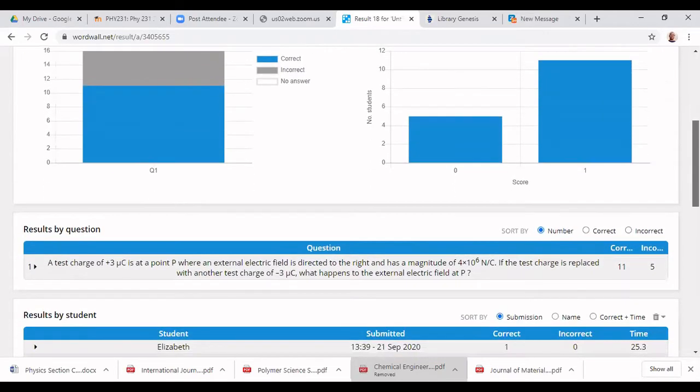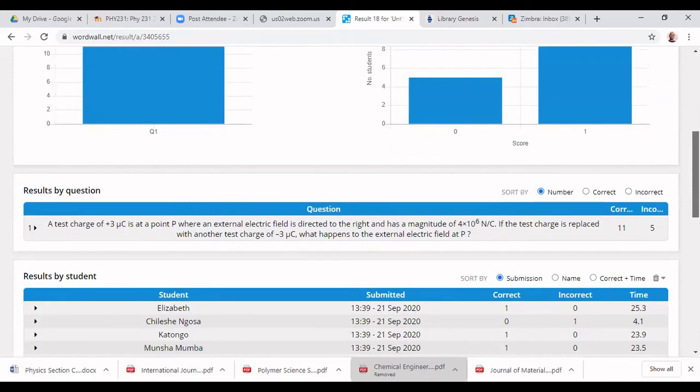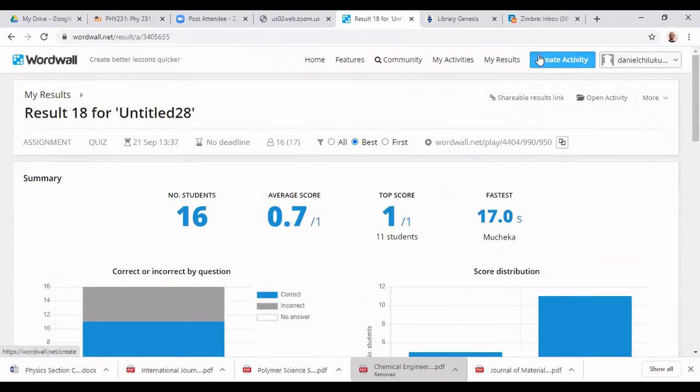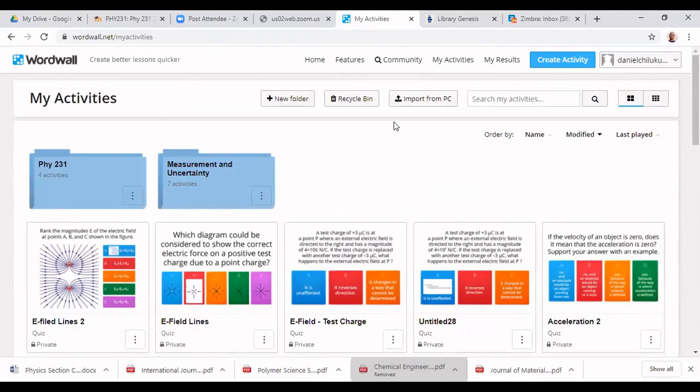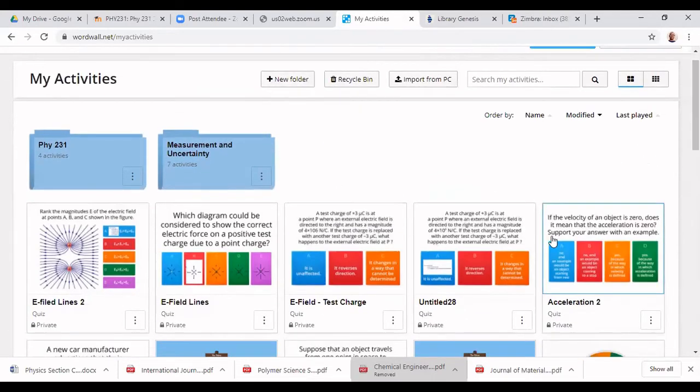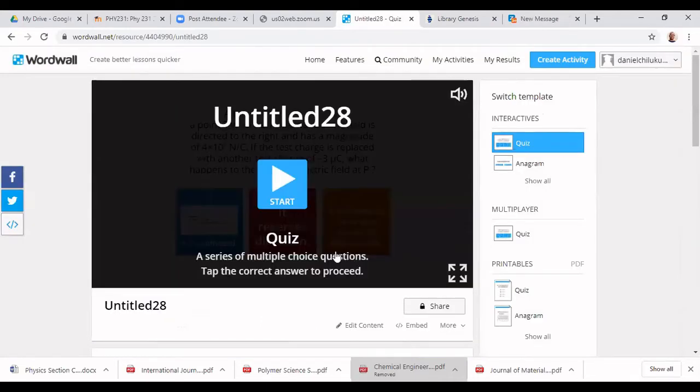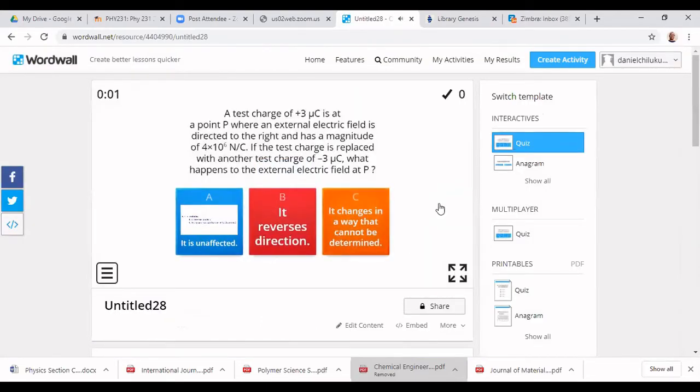Okay, so now let us try to do the activity together so that we see how it was supposed to be answered. In most of these questions, you find that there's a certain concept that the question is trying to assess.